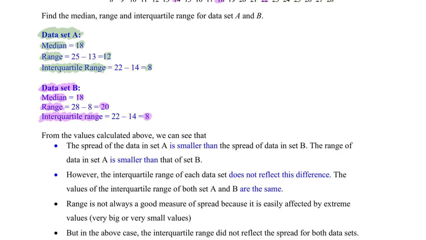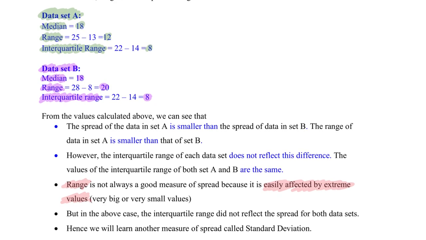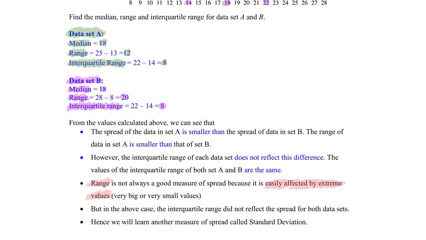Also, range is not always a good measure of spread either. It is very easily affected by extreme values, either very big or very small values. But in the above case, the interquartile range did not reflect the spread for both data sets. Therefore, we do need to think about another measure of spread called standard deviation. So there are limitations to the interquartile range, to put it simply.